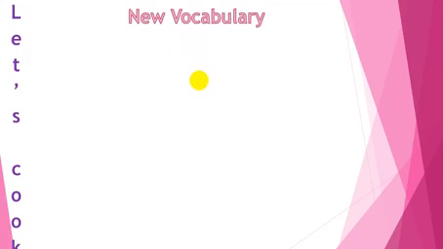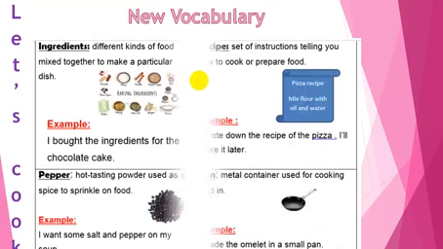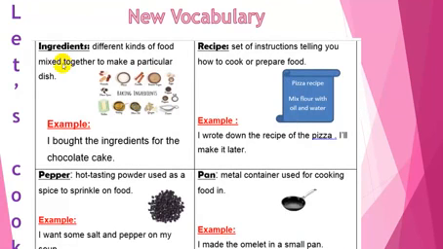Come on, you ready? This is our new chapter. Let's cook. Let us check the words. So the first word is ingredients. Ingredients is like different kinds of food mixed together to make a particular dish. For example, the ingredients for pizza include flour, oil, sauce, and whatever you want to add. So the ingredients are the types of food mixed together to make a particular dish.